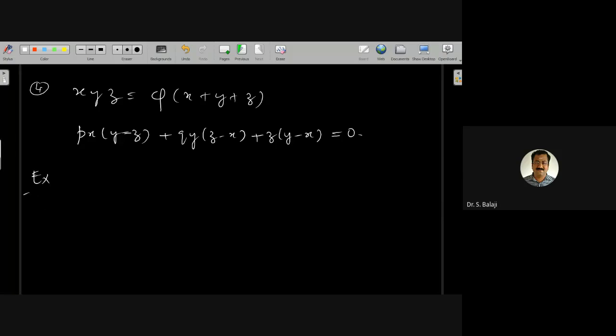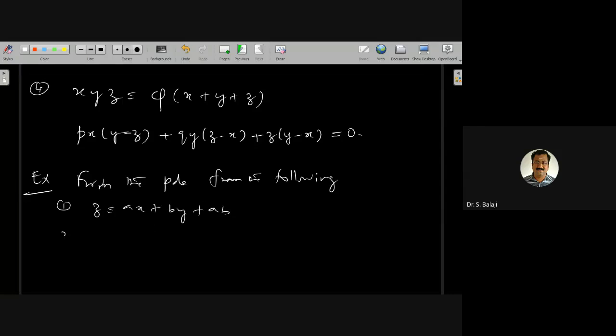Now all of you try these problems on partial differential equations. Number 1, z equal to ax plus by plus ab. Second problem, z equal to a into x plus y plus b. Third problem, z equal to a function of x square plus y square.